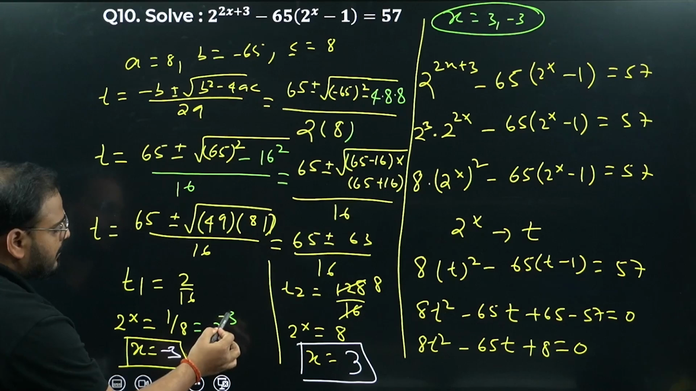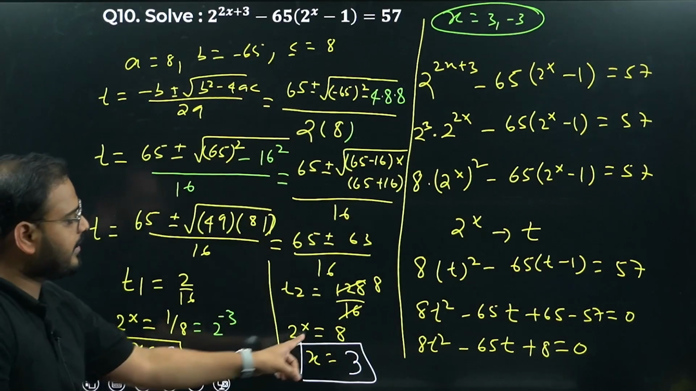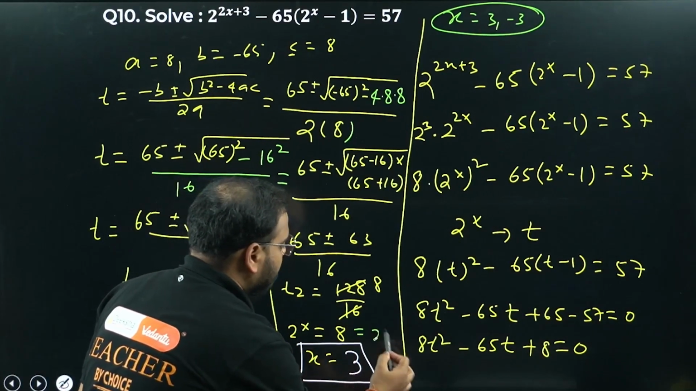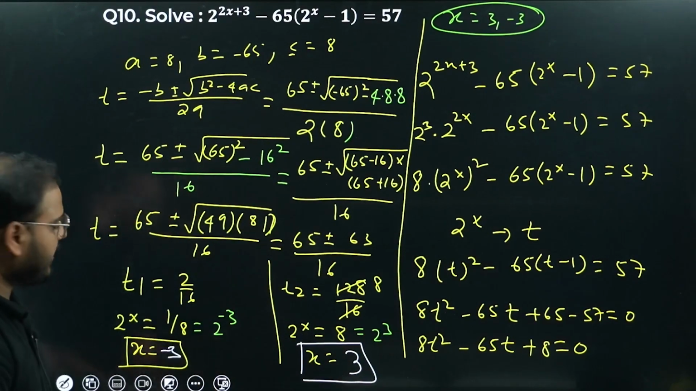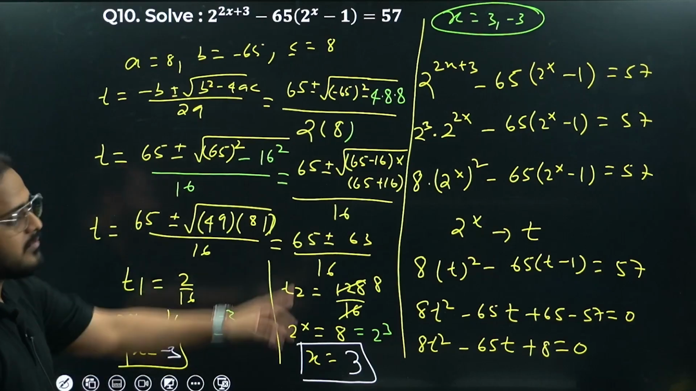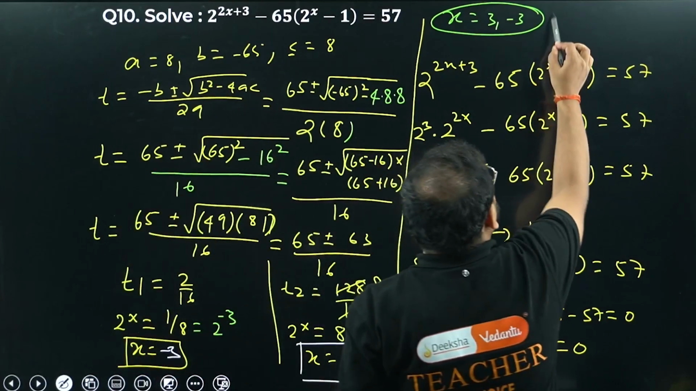Compare x and minus 3. X is minus 3. What is 8? 2 power 3, no? So if you compare 2 power x and 2 power 3, x is 3. My answer is x equals minus 3 and plus 3. I've written over there my final answer. Please have a look.